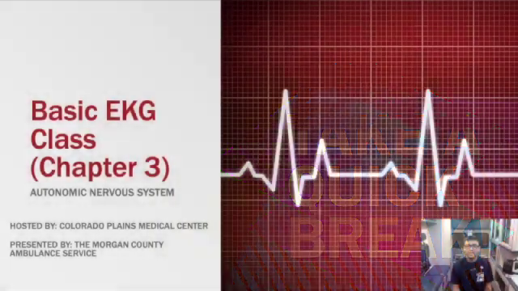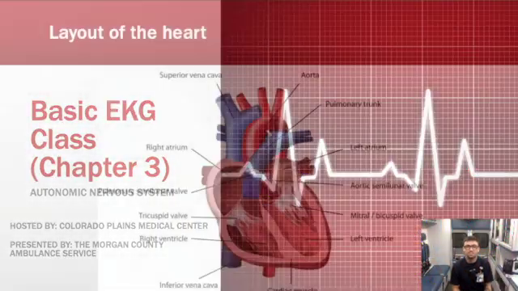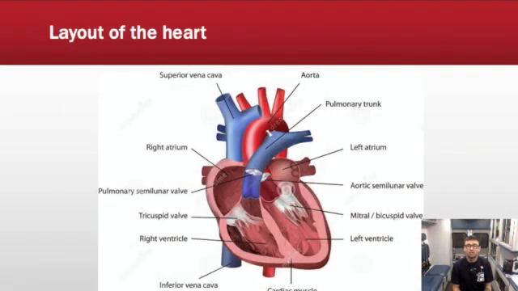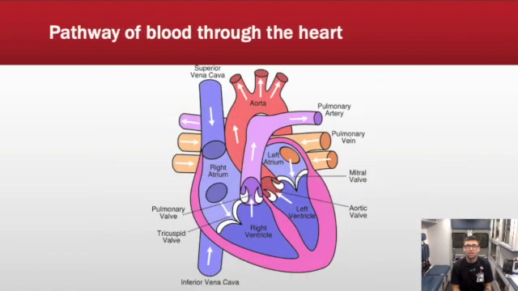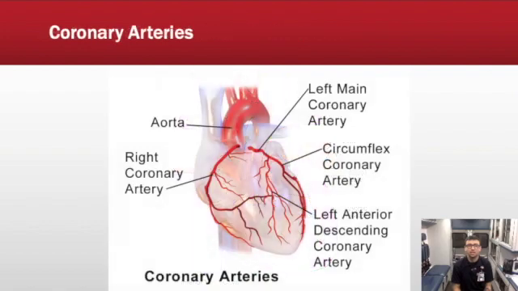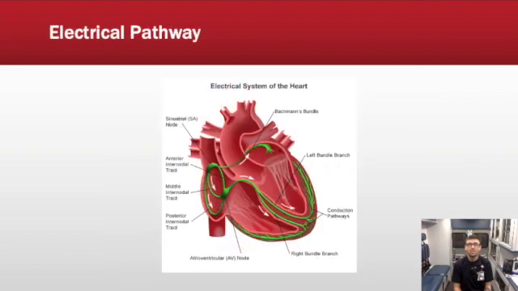Basic EKG class, autonomic nervous system. Again, here's a quick look at the layout of the heart as well as the pathway of blood through the heart, like we talked about a little bit earlier. Again, the coronary arteries, which are supplying oxygenated blood to the muscle of the heart.